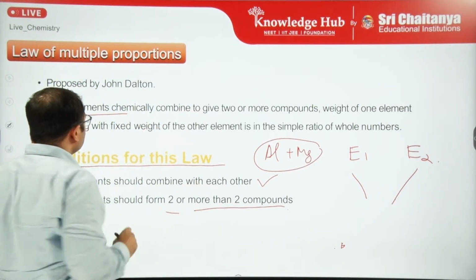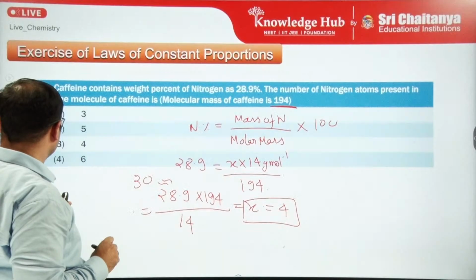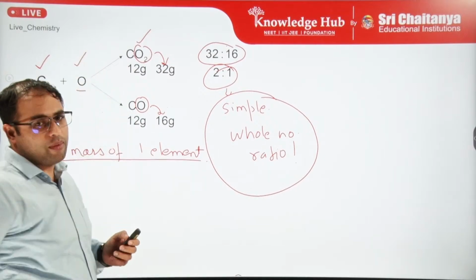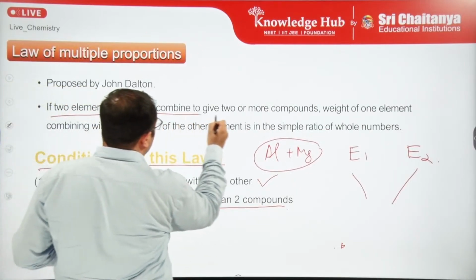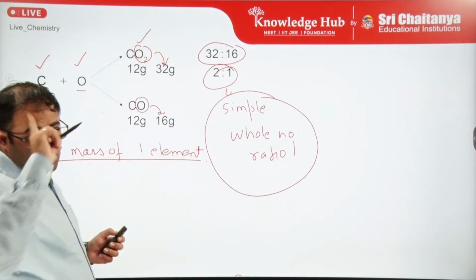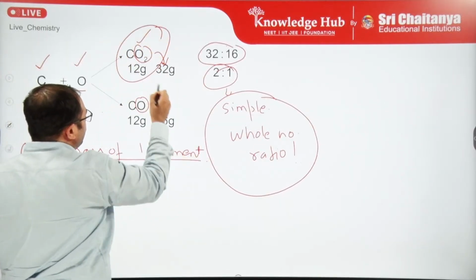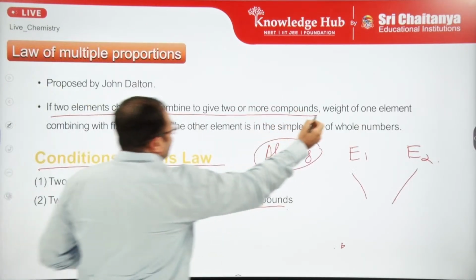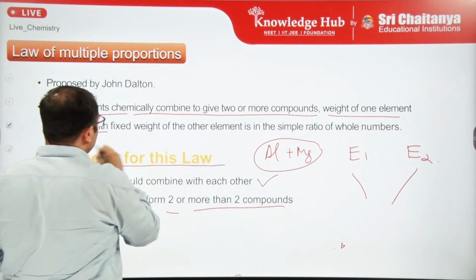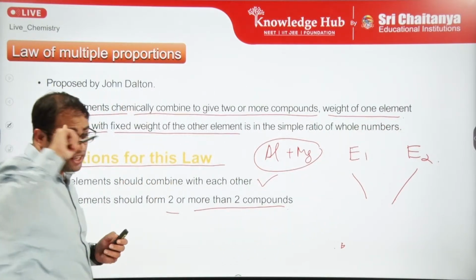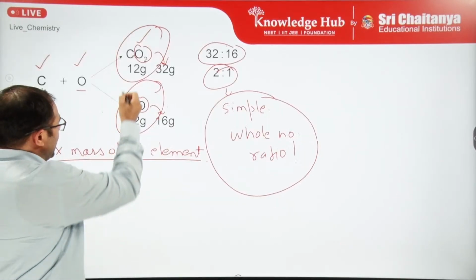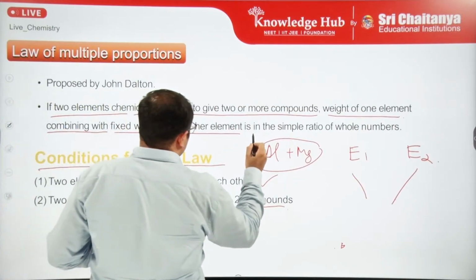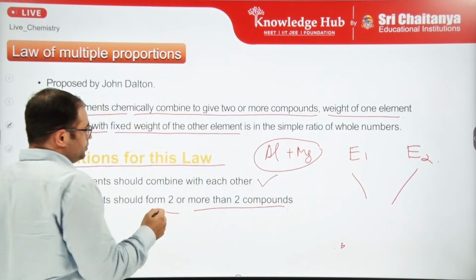Again, if you have two elements, check, I have two elements, carbon and oxygen. Chemically combined to give two or more compounds, check, yes. One carbon dioxide and one carbon monoxide, two compounds are there, check. Weight of one element combining with fixed weight of the other element, yes, carbon's weight is fixed, so that also is checked. Is in the simple ratio of whole numbers.